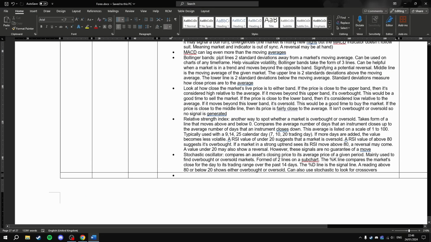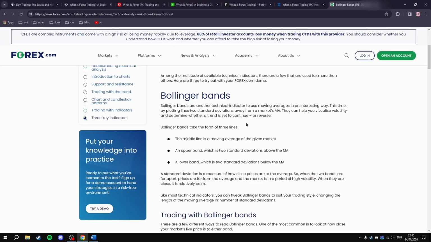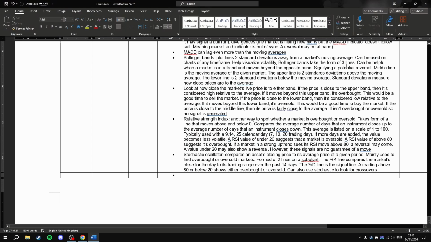What I wrote was Bollinger Bands plot lines 2 standard deviations away from the market's moving average. They can be used on charts of any time frame and help visualize volatility. Bollinger Bands take the form of 3 lines. The middle line is the moving average of the given market, an upper band which is 2 standard deviations above the moving average, and a lower band which is 2 standard deviations below it. They can be helpful when a market is in a trend and moves beyond the opposite band, signifying a potential reversal.